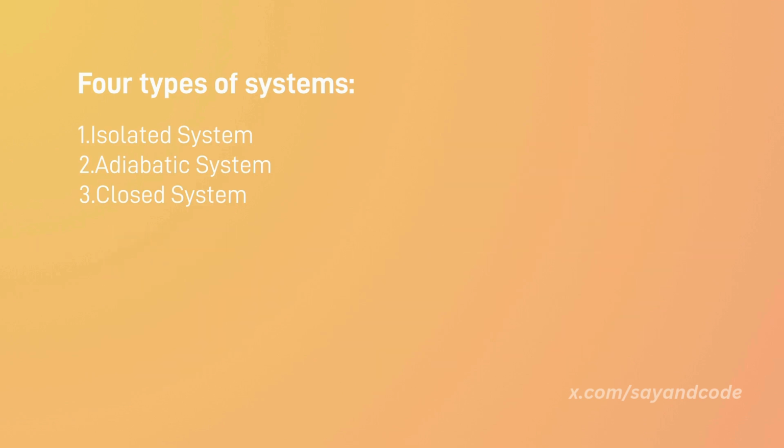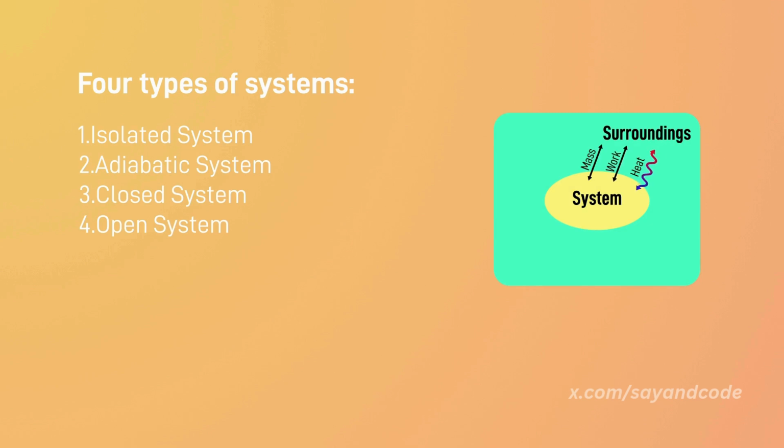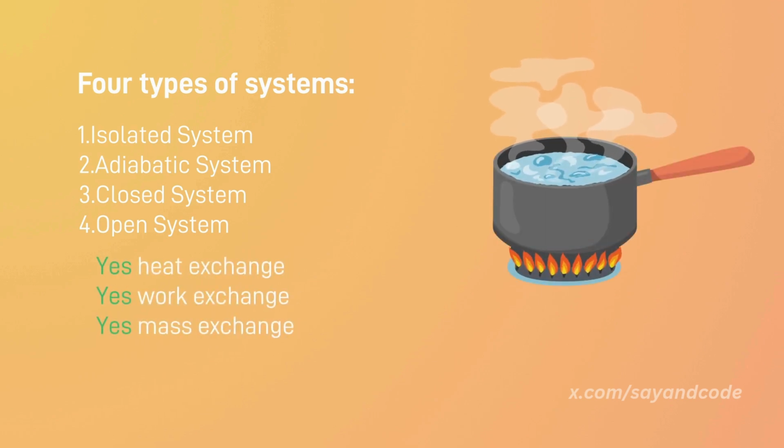Number 4. Open system. In an open system, both mass and energy can be exchanged between system and surroundings. An example is boiling water, using an open vessel. Heat enters at the base, but also escapes through the top. Similarly, the water also evaporates and goes to the surroundings. So, both energy and mass are being exchanged.